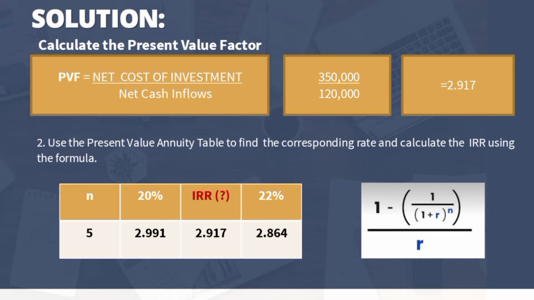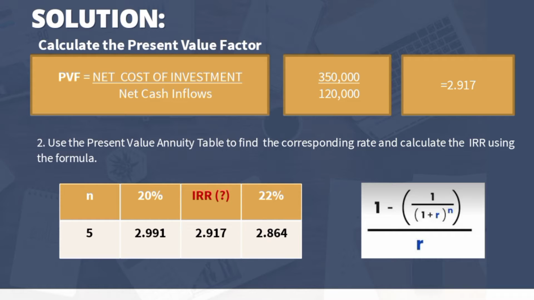In our example, the present value factor of 2.917 is on the line between 2.864, the present value for 22%, and 2.991, the present value for 20%. So, paano ba natin nakuha yung PVF na 2.991? Actually, ginamit natin tong formulang to. 1 minus 1 over 1 plus R raised to N over R. Then, substitute natin yung values.